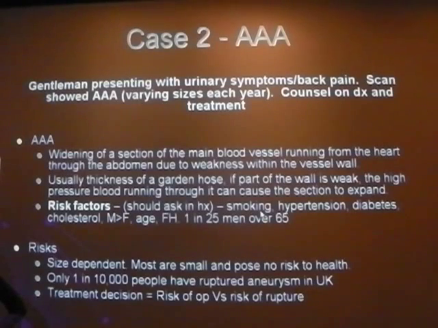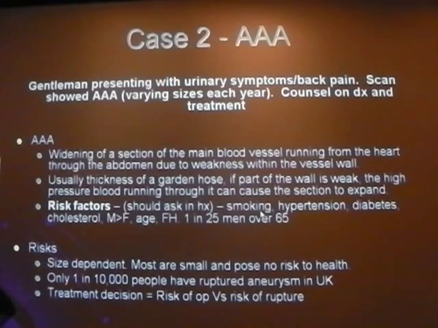So you have to then counsel him on the diagnosis and then the management, and that obviously varies depending on the size. So it's just, again, getting a snappy line that you can use to whack it out, and then you tick the box and then you can move on. So for AAA, we just did that.